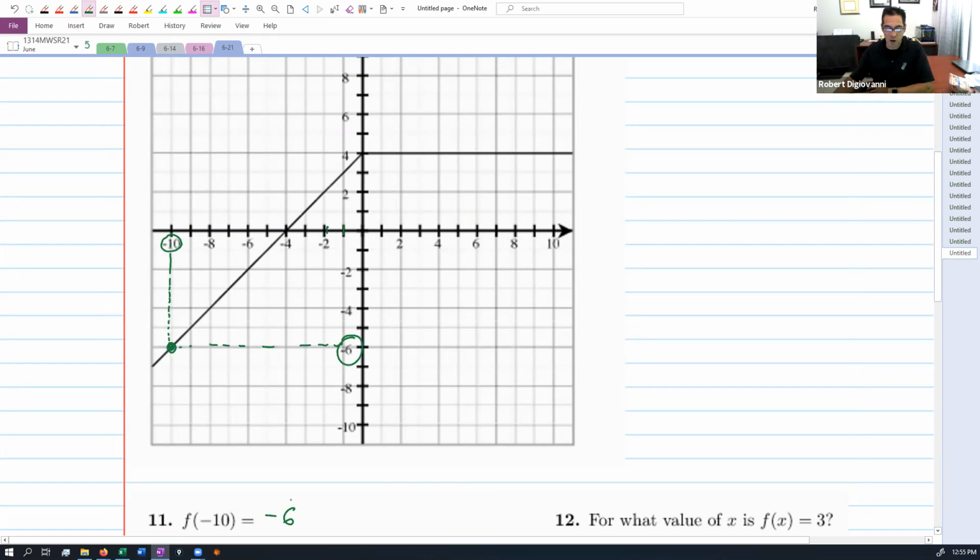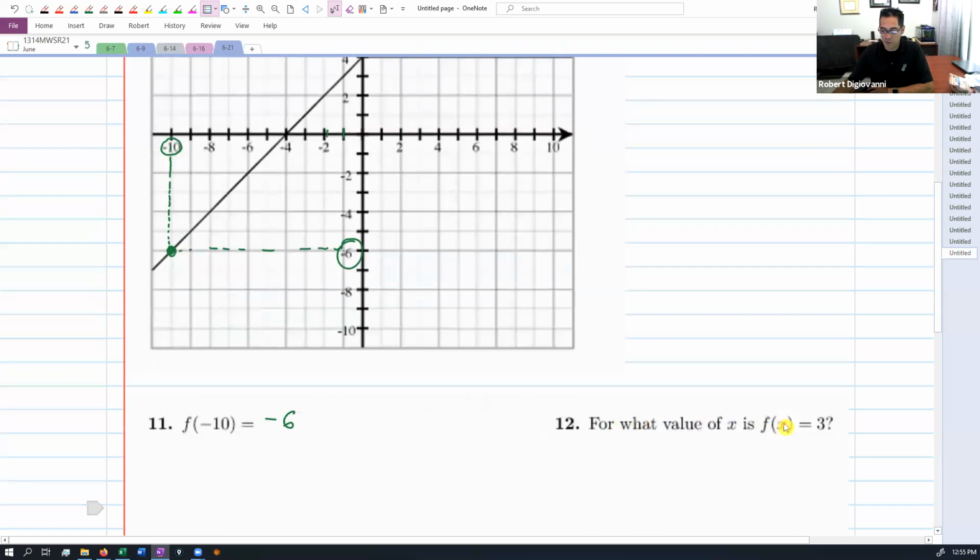Who wants to try number 12? 12's a little harder. For what value of x is the function equal to 3? So keep in mind, what is this 3 that they're giving you? Is that the x that they're giving you or the y? The y. They're giving you the y. So you're trying to say, okay, where's the graph have a y value of 3, and what x value corresponds to that?